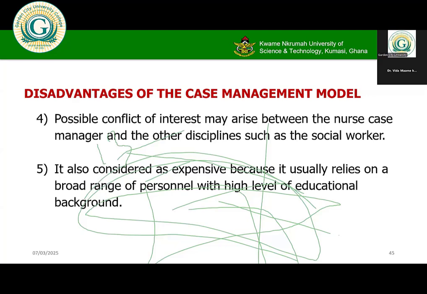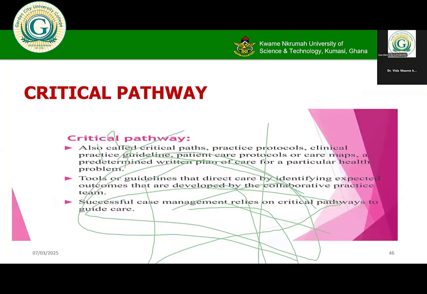It is also considered expensive because it usually relies on a broad range of personnel with a high level of qualification, where the minimum is a degree. And with the critical pathway, apart from the case manager, we also have the modern models, critical pathway, and they are also called critical paths, practice protocols, and clinical practice guidelines. So that is what the critical pathway is: patient care protocols or care maps. And this one is a predetermined written plan of care for a particular health problem. Yes, the critical pathway. So we use the practice model.